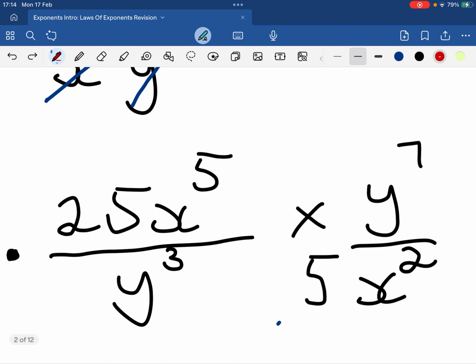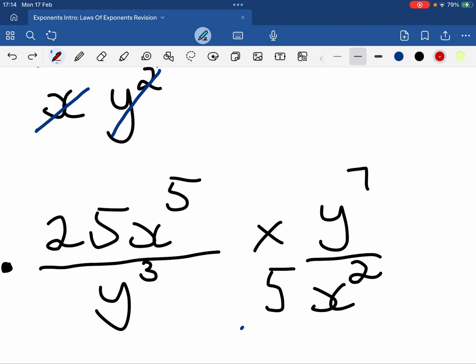Similarly, if we had 25x to the 5 over y cubed times y to the 7 over 5x squared, then this y to the 3 would cancel 3 of the y's in there, leaving us with y to the 4. This x squared would cancel 2 of the x's in there, leaving us with x to the 3. Now, 25 and 5 divided by one another, 5 into 5 is 1, 5 into 25 is 5.